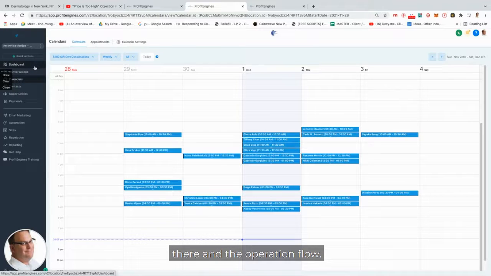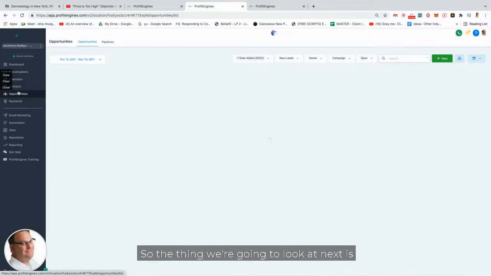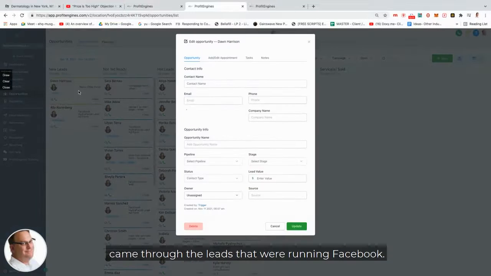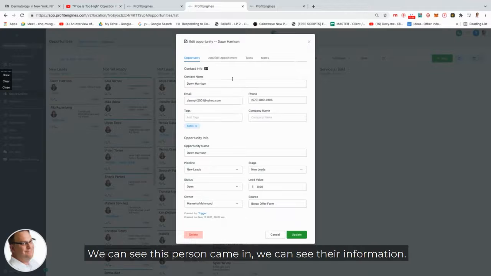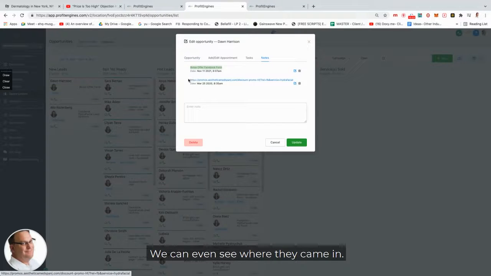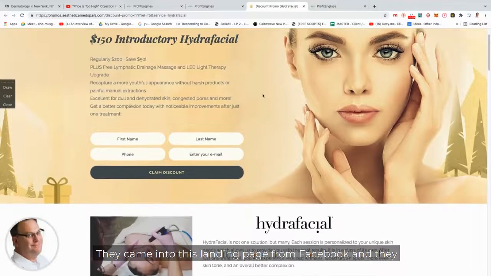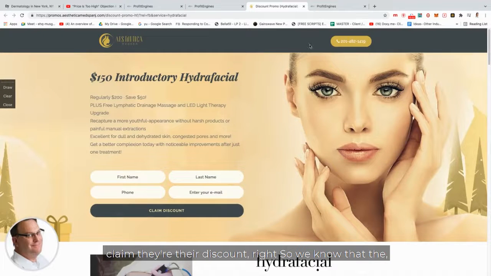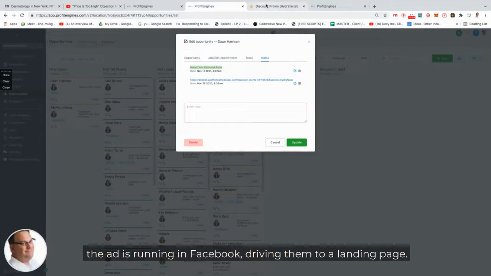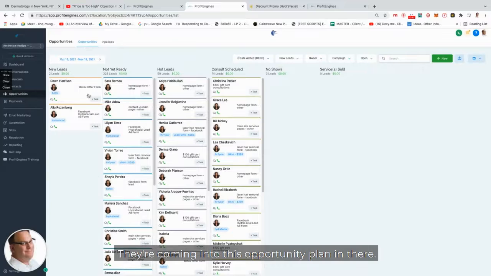The thing we're going to look at next is the next pane of glass, which is the opportunity plane. Now we can see here are the people who came through the leads that were run on Facebook. We can see this person came in. We can see their information, any notes, the Botox order form. We can even see where they came in. They came in off an ad, into this landing page from Facebook, and they claim their discount, right? So we know that the ad is running in Facebook, driving them to a landing page. They're coming into this opportunity plane, and they're then being asked to move into a consult scheduled.